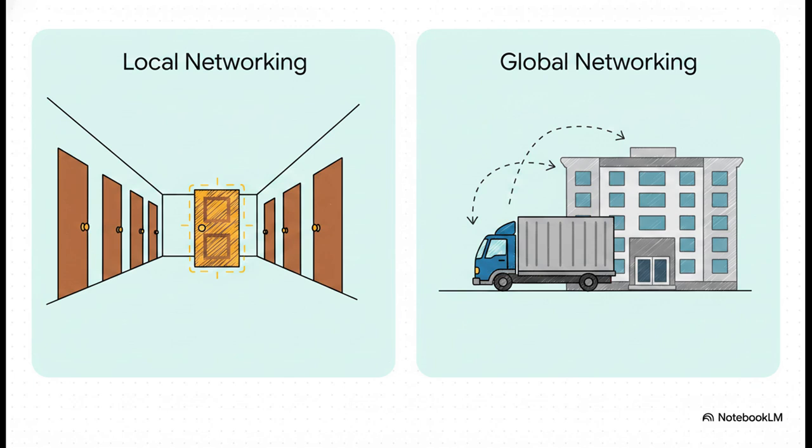Think of Layer 2, the data link layer, like the internal hallways of an apartment building. It uses MAC addresses to find a specific door, say your exact smartphone on your home Wi-Fi. But Layer 3? Layer 3 acts like a massive cargo company. It uses IP addresses, which are more like the main building address, to decide which city or which entire network the data needs to travel to across the globe.